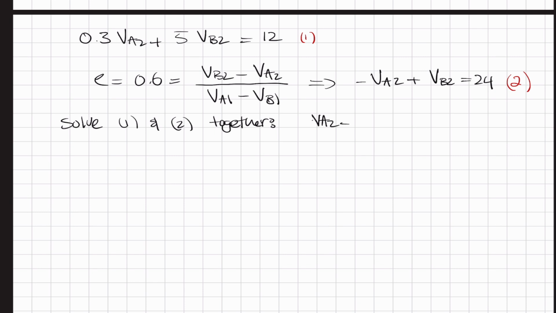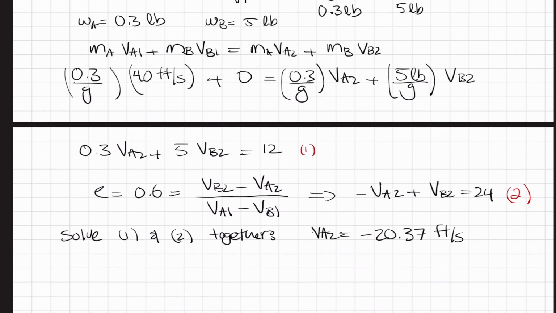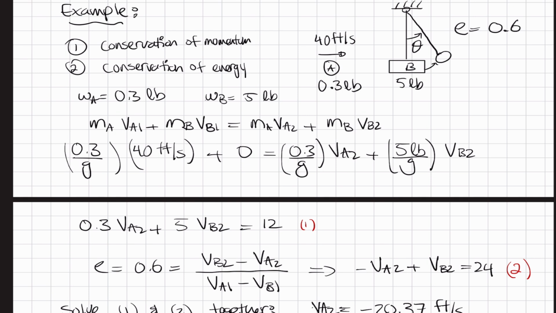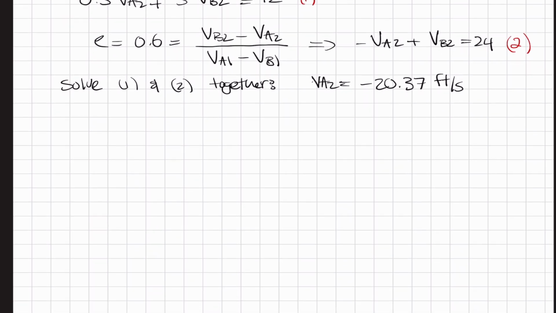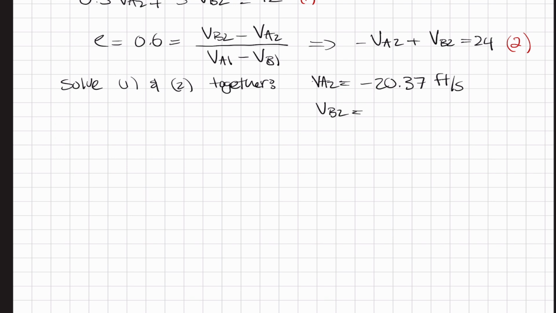We have VA2 is equal to minus 20.37 feet per second. This is minus because the assumption when we put the conservation of momentum equation together was that this was positive. So you always need to maintain the directionality of the velocity vector. And then VB2 is also 3.62 feet per second. So that's really what we have.